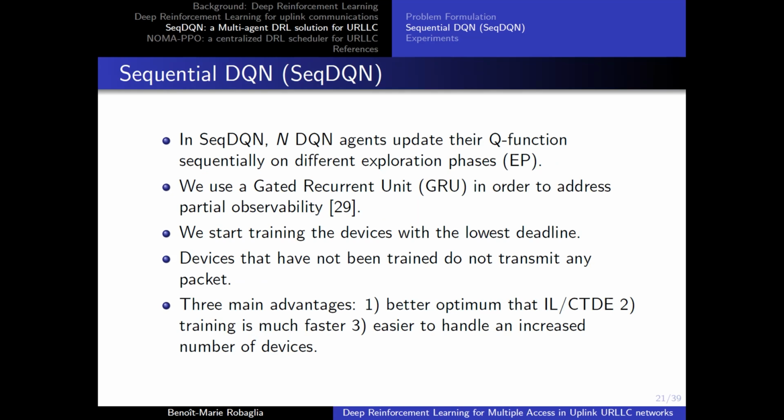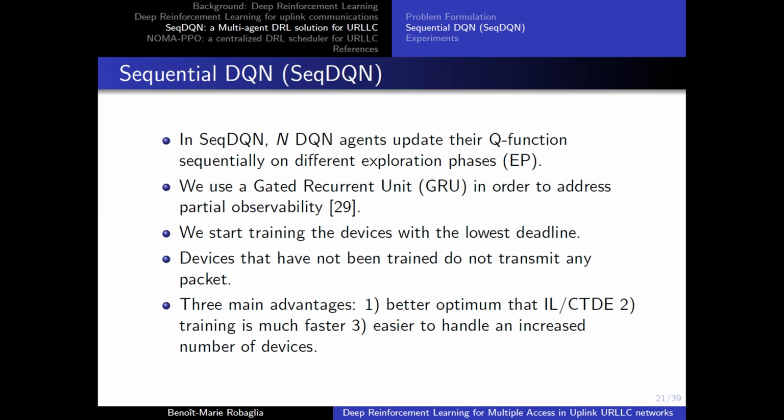And we start training the devices with the lowest deadline first. So we expect the most stringent devices to find their allocation protocol first, so they have more chance to be optimal. And the devices that have not been trained do not transmit at first. So we reduce the non-stationarity this way.